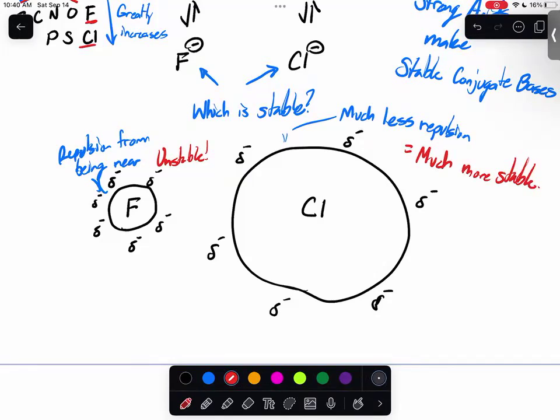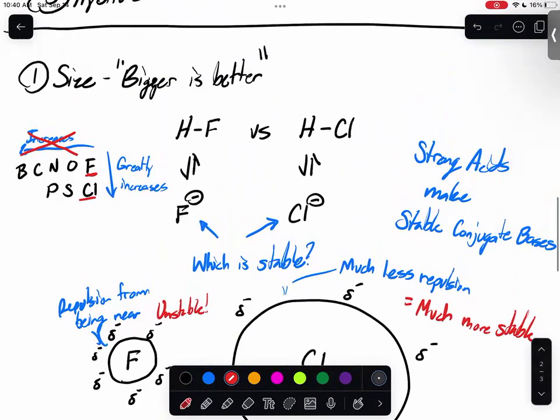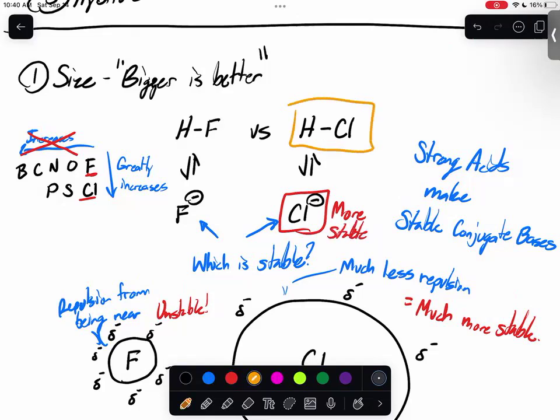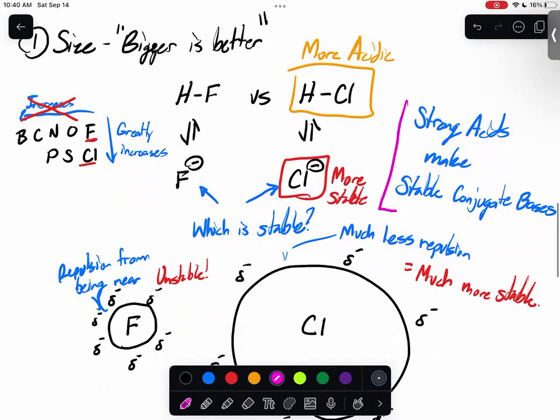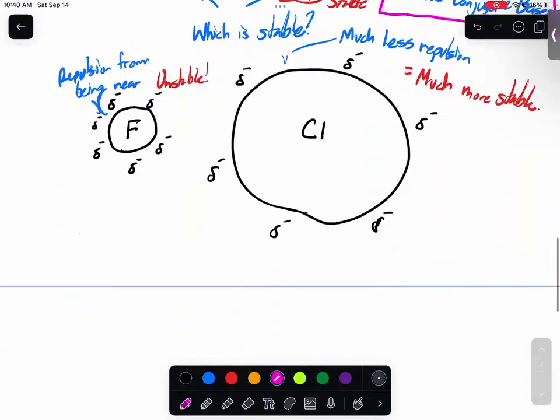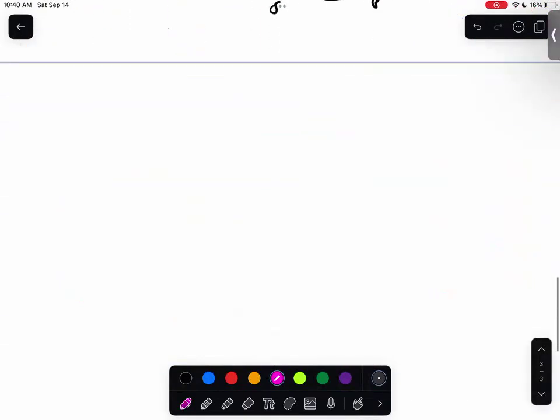So when we're looking back at this question of which is more acidic, HF versus HCl, we know that Cl minus is more stable, which in turn means HCl is more acidic, right? Because of the statement that we made right over here. Stronger acids make strong or more stable conjugate bases. All right. So this is a good example of something being stable due to size. But let's do another example.